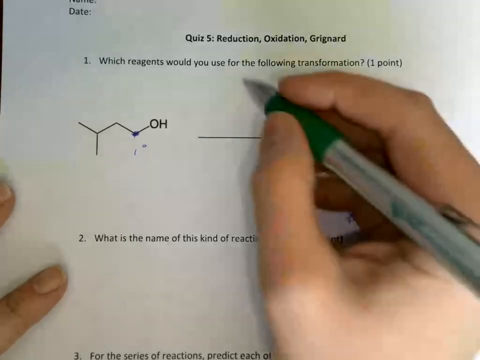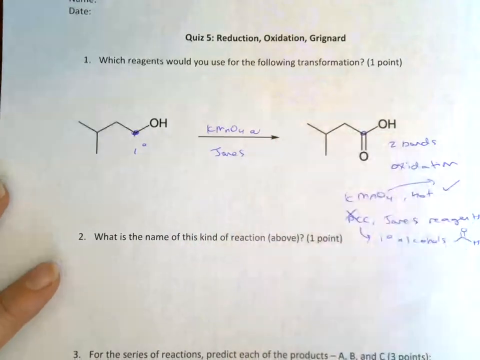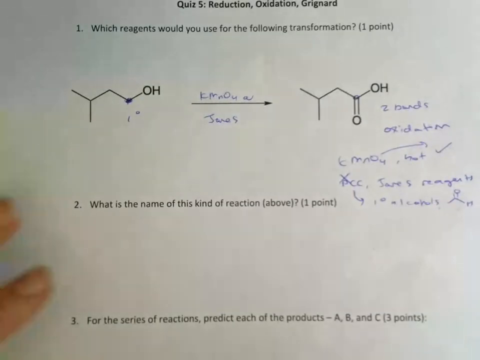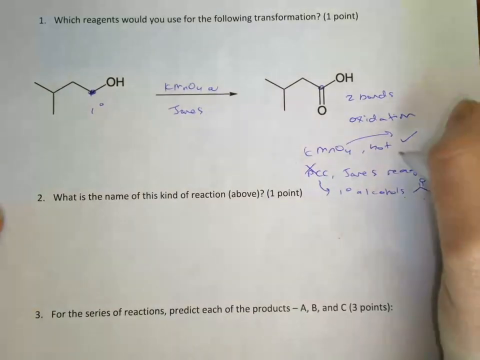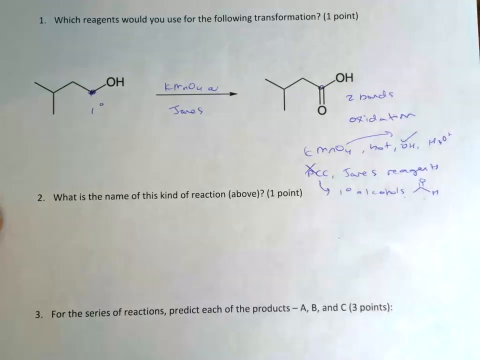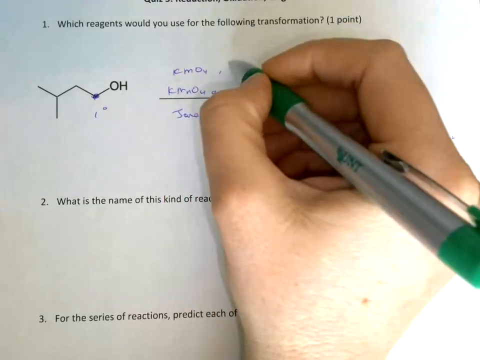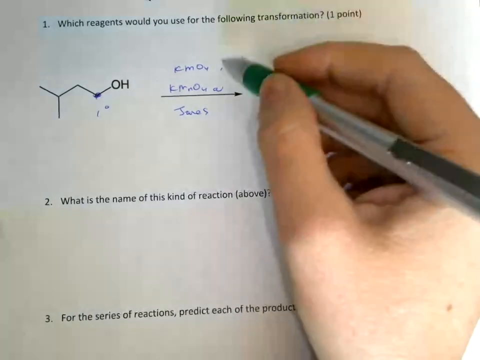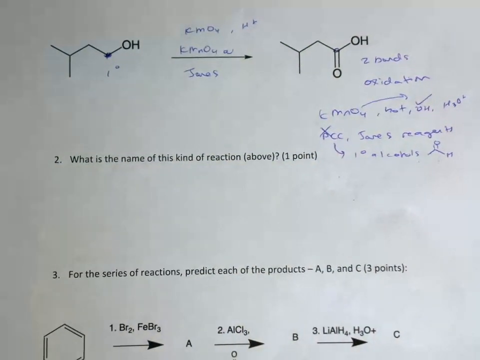The other one would be Jones reagent. That should be fine. So either KMnO4 or Jones reagent. KMnO4 is typically done in heat, and then usually you'll also have a hydroxide, and then you need some kind of acid as a step 2. But I think if you got KMnO4 and then an acid of some kind, you got full credit, or if you did Jones reagent. If you forgot to put the acid, then I think I counted off like 1/4 of a point, maybe something like that.